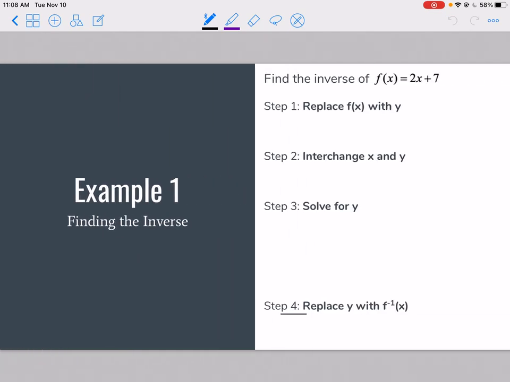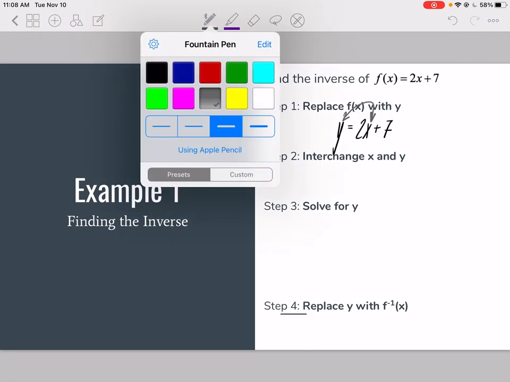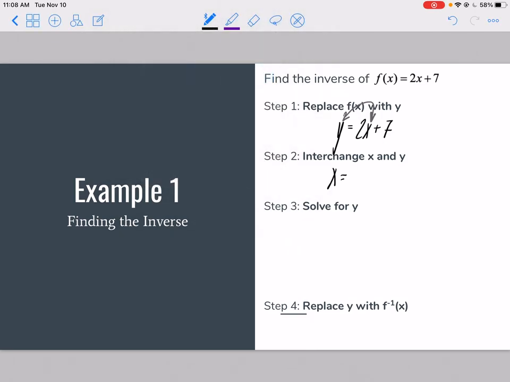Okay, so example number 1 here. We are finding the inverse of f of x equals 2x plus 7, so let's go through these steps together. Okay, step number 1, we're going to rewrite f of x as y, so we get y equals 2x plus 7. Step number 2, we are going to interchange x and y. So we get x equals 2y plus 7.